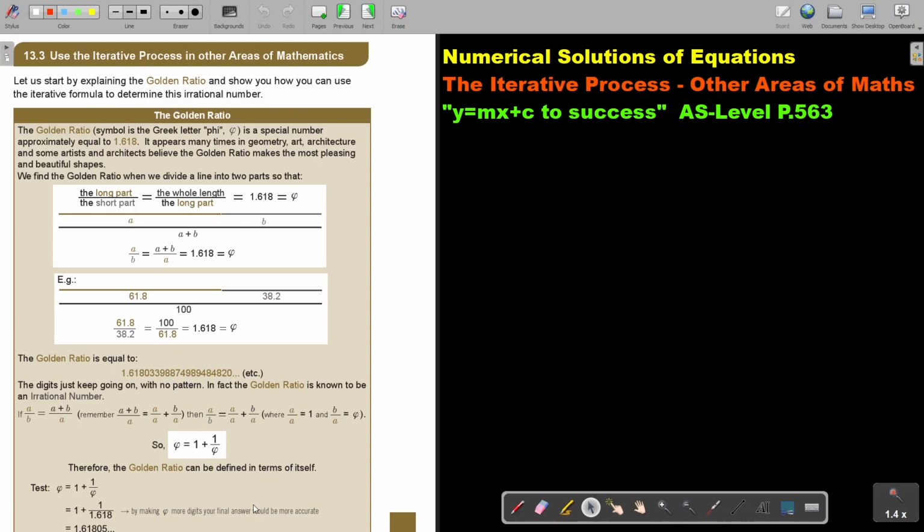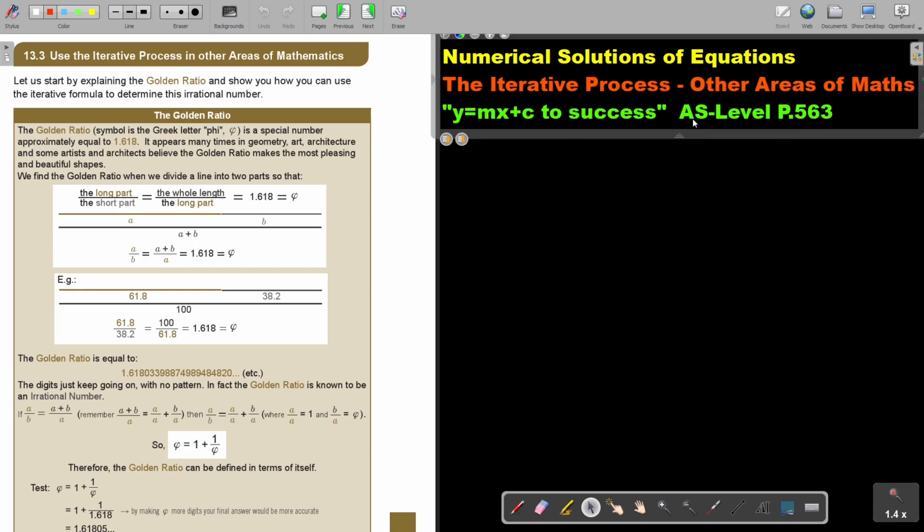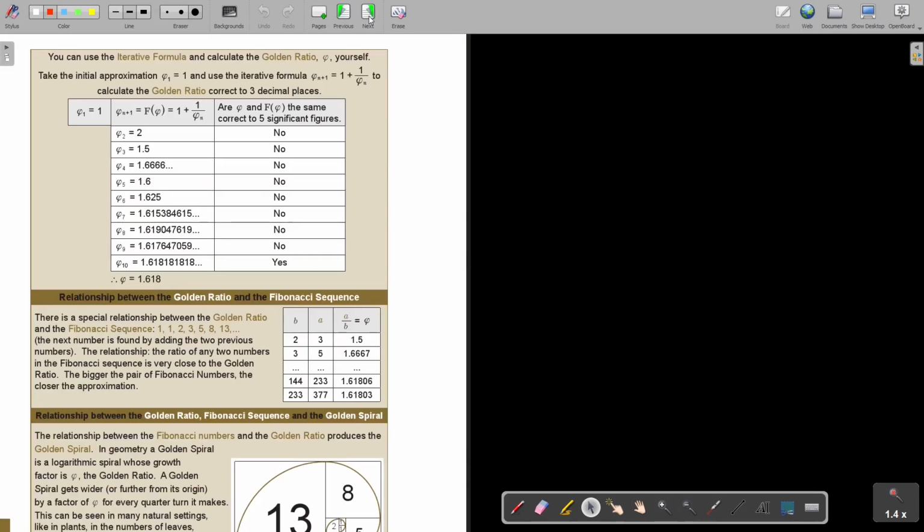So you can just go through that. It's in the textbook on page 563. You will find it in the Namibian AS-Level Mathematics textbook. Then you can continue and look, this is on the next page, at how I use the iterative process and actually generate that answer.